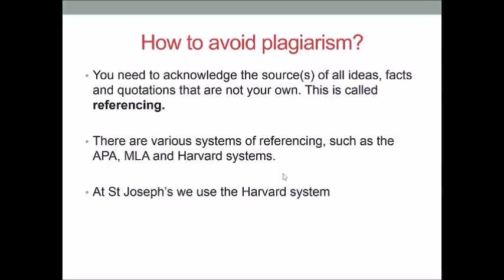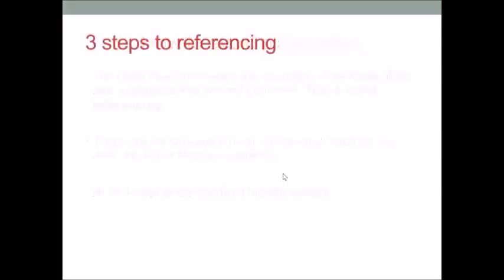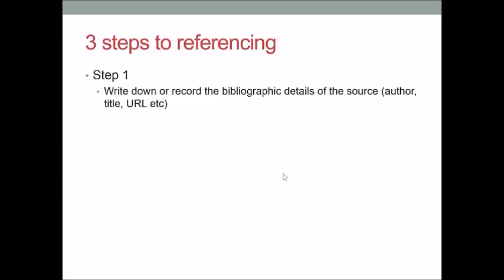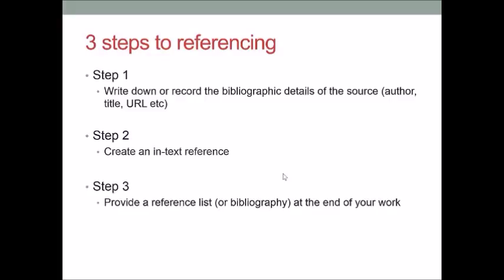There are various systems of referencing used in schools and universities around the world. At St. Joseph's we use one called the Harvard system, which you may also use when you go to university. There are 3 steps to referencing. The first one is to keep records of every resource that you use: journal articles, websites, books, YouTubes, so on. The second step, if asked for by your teacher, is to create an in-text reference. See your teacher for further information on this. And the third step is to provide your reference list or bibliography at the end of your work.